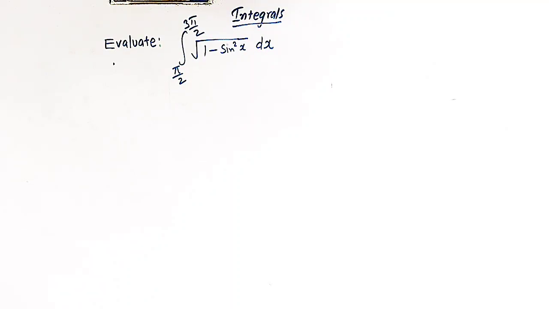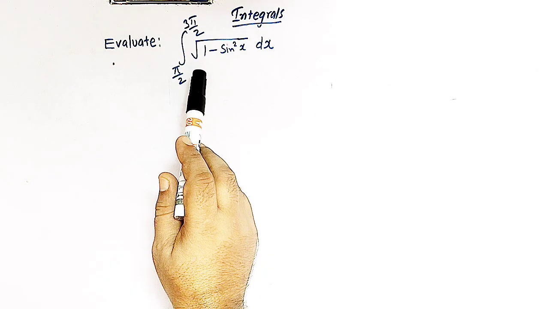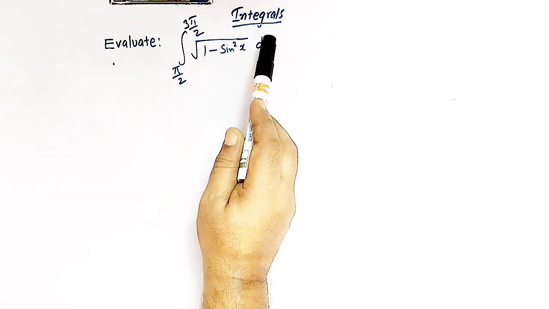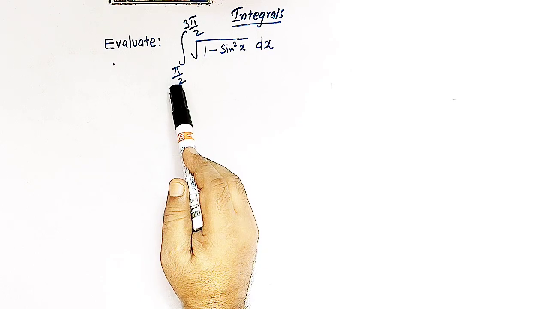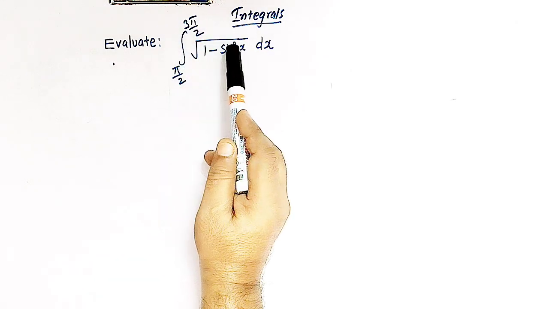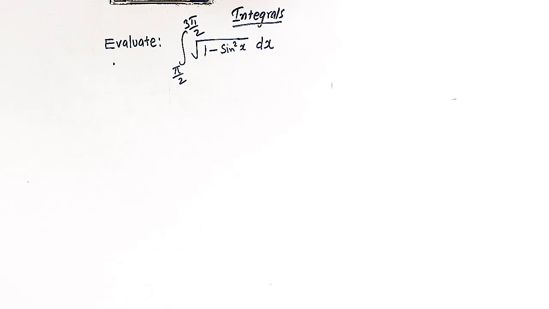Hello viewers, in today's session we are going to discuss another important and conceptual problem from definite integrals. We have to evaluate this definite integral from pi by 2 to 3 pi by 2, and our integrand is the square root of 1 minus sine square x. This is going to be a very interesting integral because here we are going to apply the concept of mod function, which is also known as absolute value function.